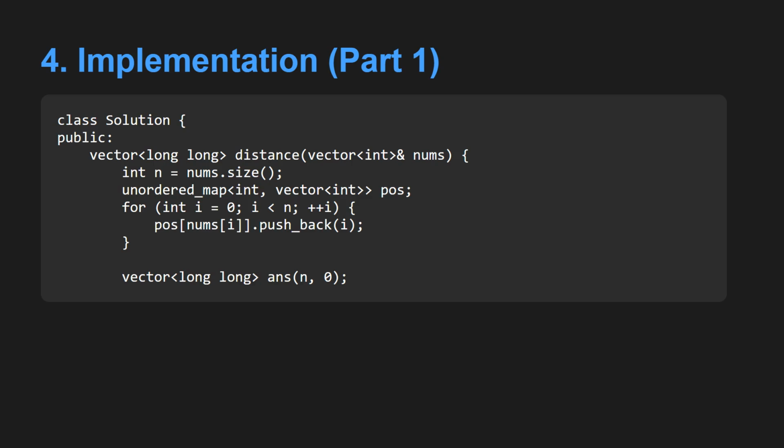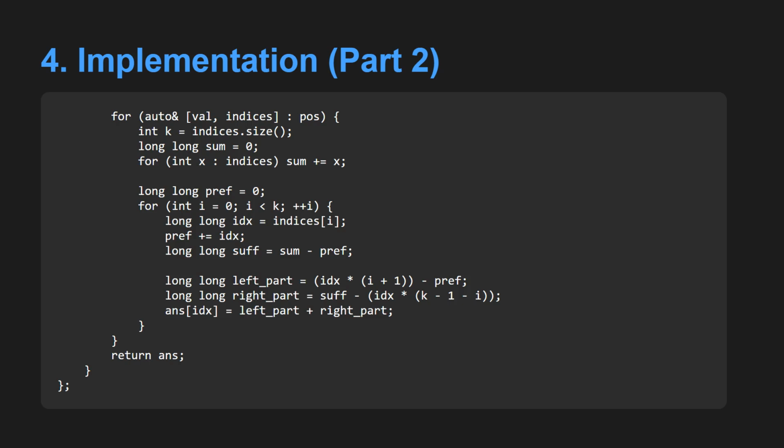Here is the first part of our C++ implementation. We initialize a variable n with the size of nums. We create an unordered map called POS, where the key is the integer value and the value is a vector of its indices. We loop through the array to populate this map. Next, we prepare our answer array of size n, filled with zeros.